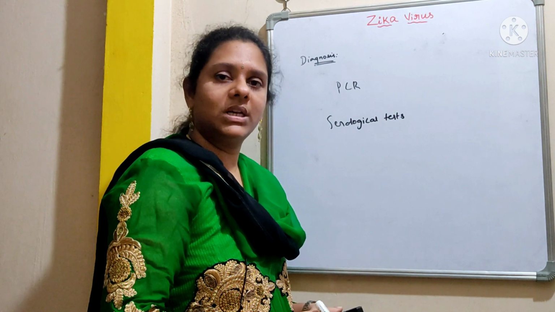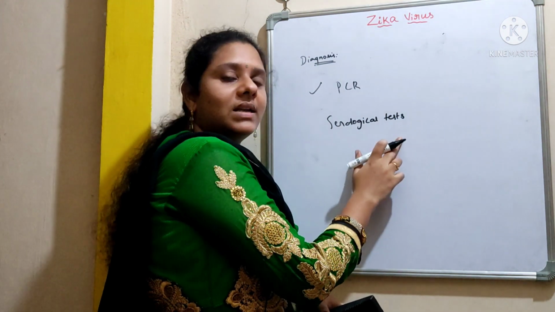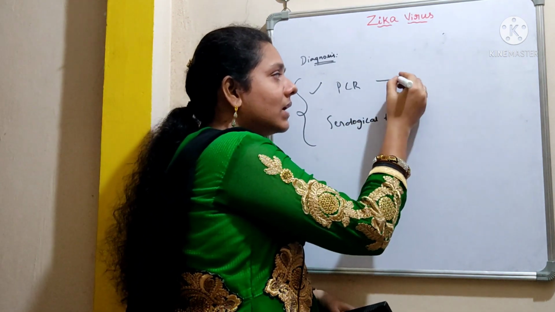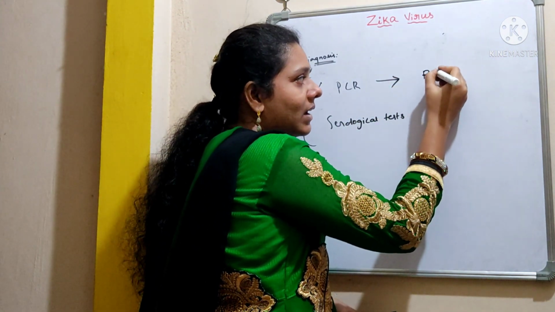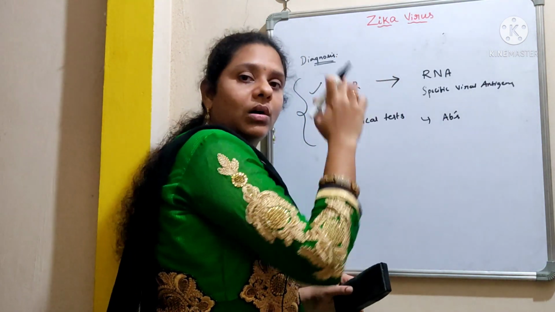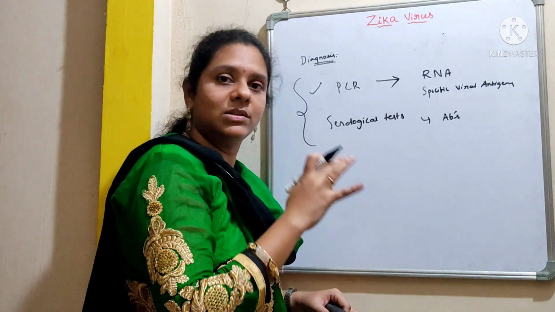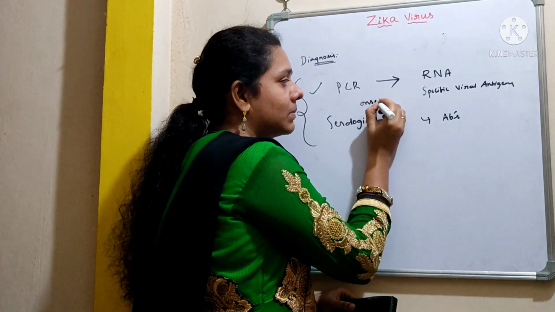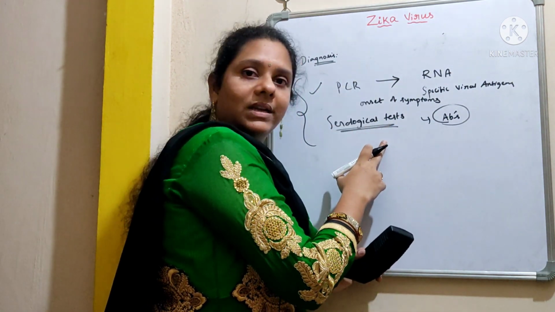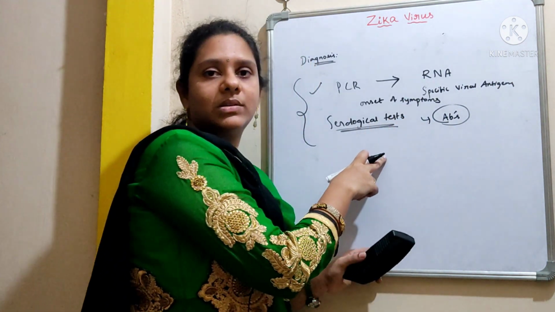Coming to the diagnosis of Zika virus, PCR, which stands for polymerase chain reaction, and serological tests are especially used in the identification of this Zika virus. PCR can be used to identify the viral RNA, which is the genetic material of this Zika virus. And this PCR method is also used to identify specific viral antigens. But this PCR test is to be done only after the onset of symptoms. Whereas coming to the serological test, these tests are based on the detection of specific antibodies. And this test is to be done only after 5 days of infection.